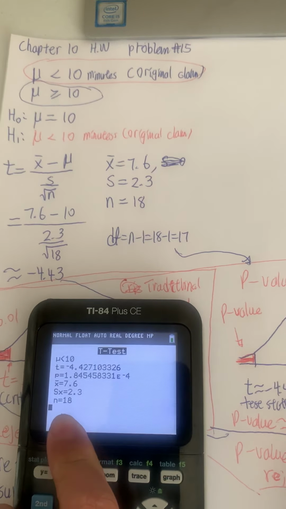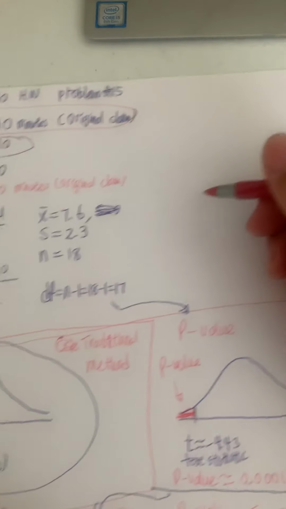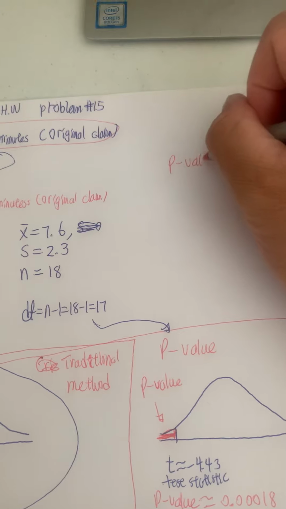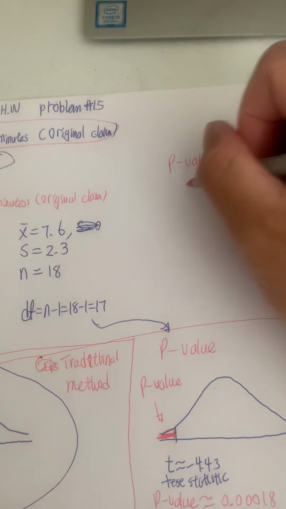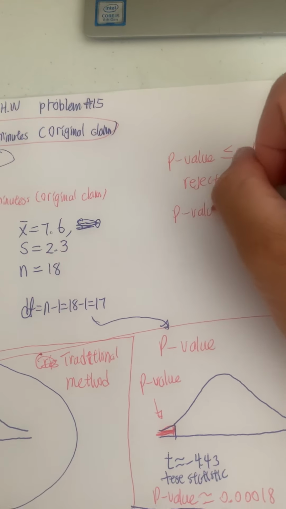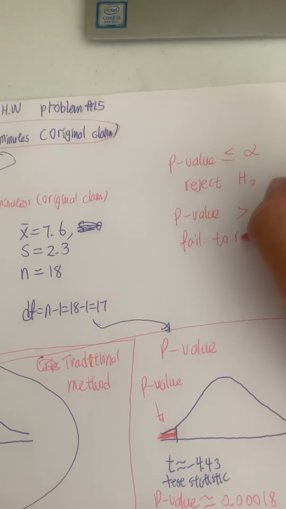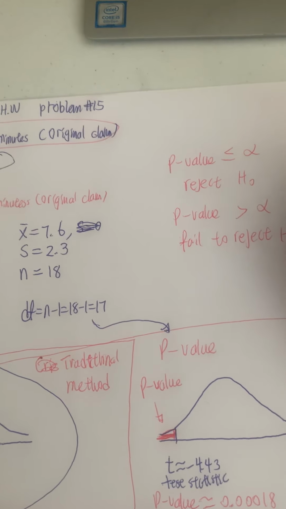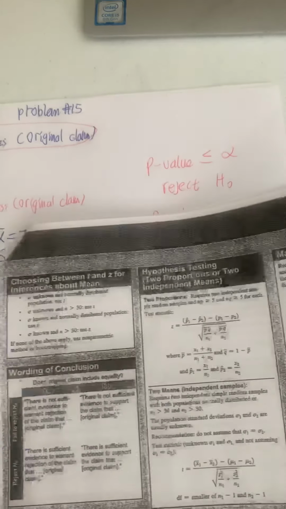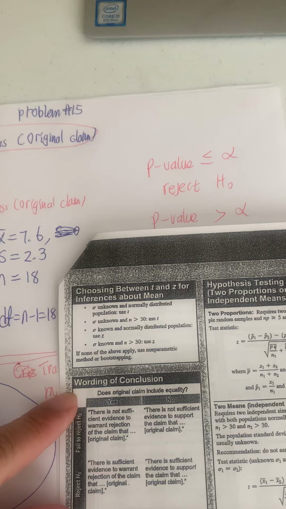And then all you do is compare the p-value with alpha, then reject or fail to reject depending on how the p-value compares with alpha. If the p-value is less than or equal to alpha, then you reject the null. If the p-value is greater than alpha, you fail to reject the null hypothesis. Again, make sure you are using the wording for this one to get the final wording.